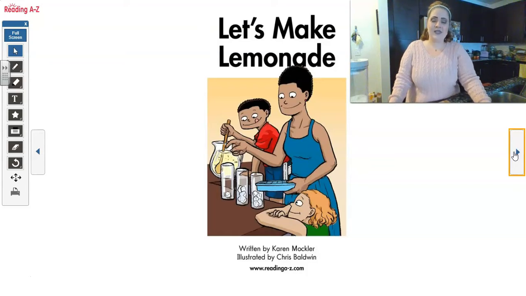On our title page, we see the title, Let's Make Lemonade. We also see a picture that gives us an idea about what this story is going to be about. We see a mom and her two children, and it looks like they're making lemonade together. They had 3 glasses with ice in them.